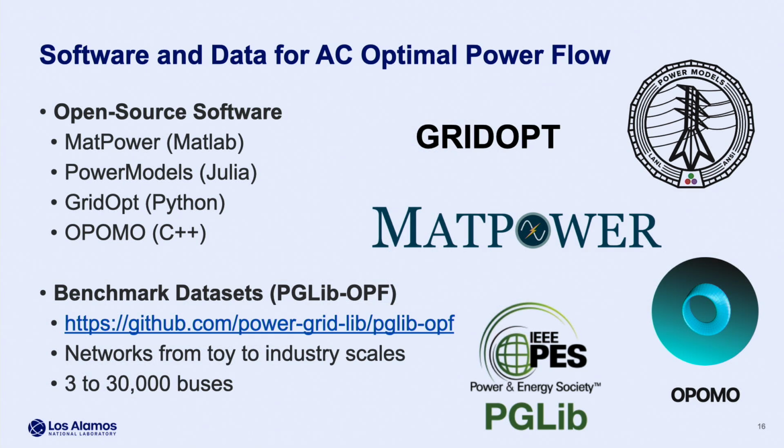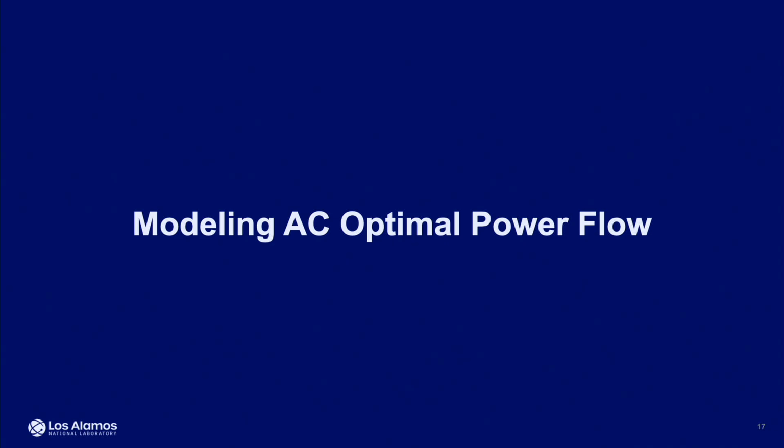For benchmarking these types of problems, we've got pglib, optimal power flow. It ranges from 3 to 30,000 buses. Network data, so you can get up to those realistic sizes. And it's really great because you can go from those toy models all the way up to industry scale and figure out where your method lands. So that's the introduction to the math of AC optimal power flow. In the next section, I'll talk a bit about how you can model it in Julia and Jump. Any questions about modeling AC optimal power flow?